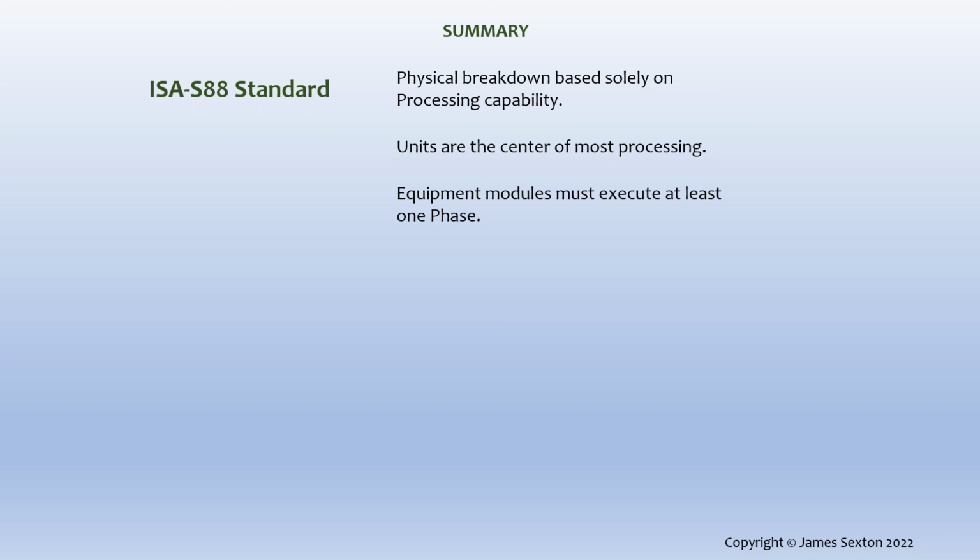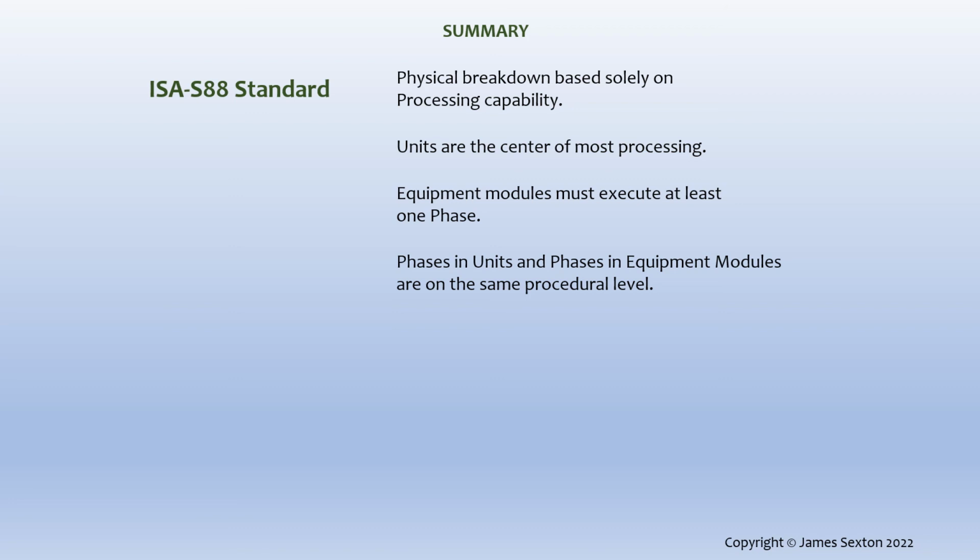In the same vein, ISA-88 is very explicit that equipment modules must execute at least one phase. That is because it must carry out a minor processing action. It is important to be clear that in procedural control, an equipment module phase is not subordinate to a unit phase. A phase is the bottom level of the procedural control model, irrespective of whether it is associated with a unit or an equipment module.